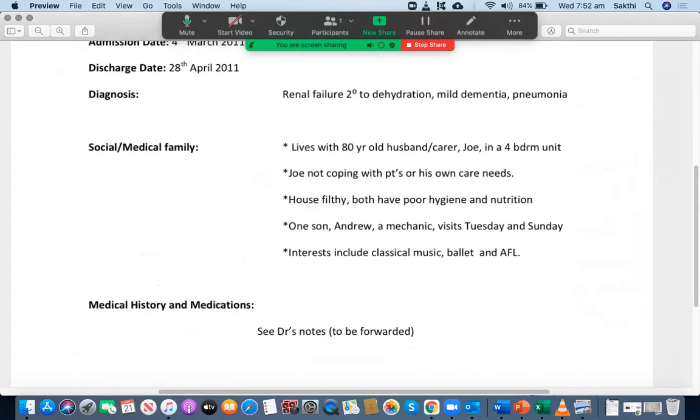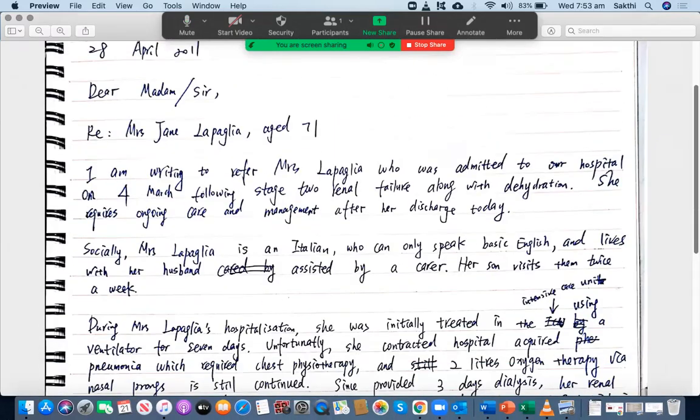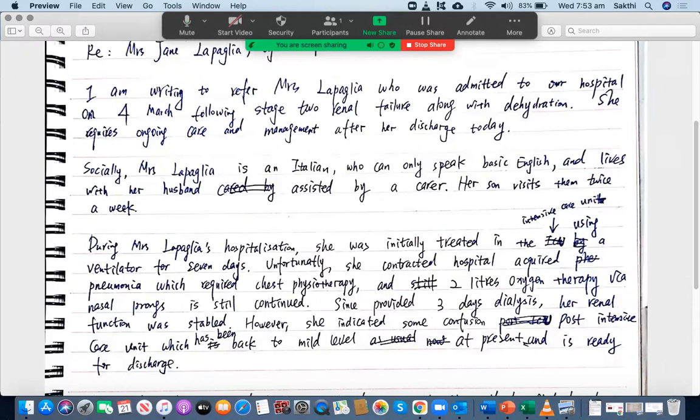Social and medical family, okay, lives with the 80-year-old husband or carer, Joe. Oh, okay. So look at this. They have already used the carer. The carer is the husband. Okay. So you don't need to use carer and husband separately. Okay. Let me check it here. Is an Italian who can only speak with their husband assisted by a carer. Assisted by a carer, that's wrong. Okay. That's wrong. So you didn't interpret the information correctly.